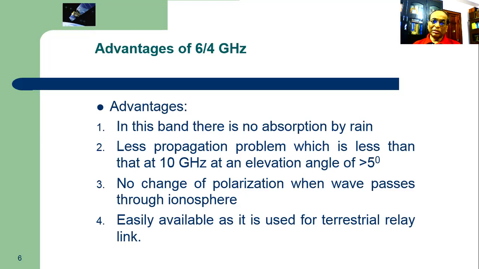So that problem is less in C band, 6.4 gigahertz. There is no change of polarization when the wave passes through the ionosphere. As we know, during propagation the wave has to pass through the ionosphere, which is ionized media, and at a very high density of the ions it acts as a metal, so it is very difficult to propagate the EM wave through that.